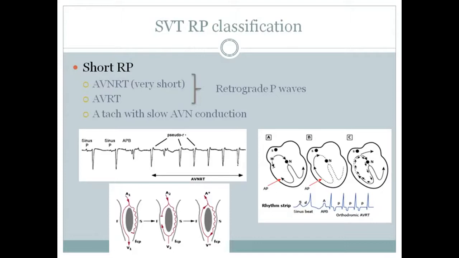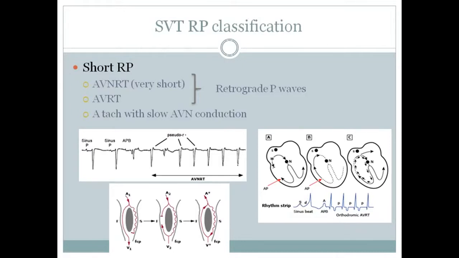The same thing can happen with AV-RT. The AV-NRT is very short. It looks like this. The AV-RT usually is not within the node. It has to travel a little bit of distance to reach that accessory pathway. It's also short, less than half, but it's not just attached to the QRS. You see the difference?